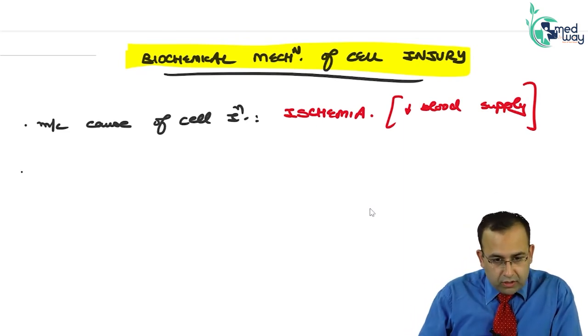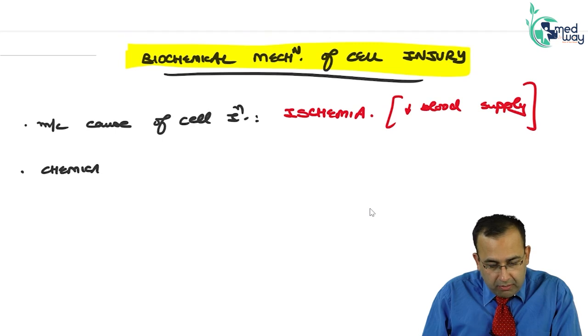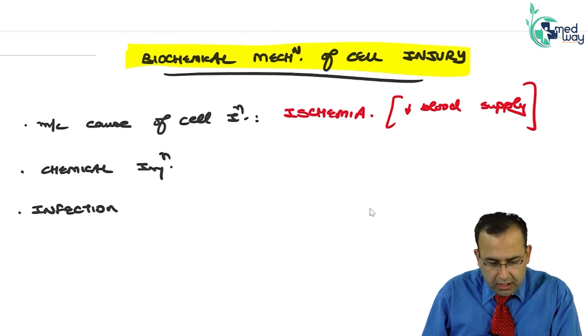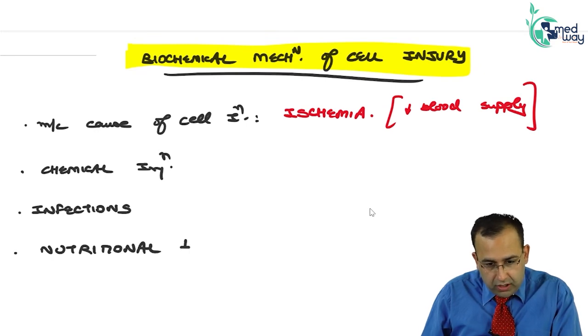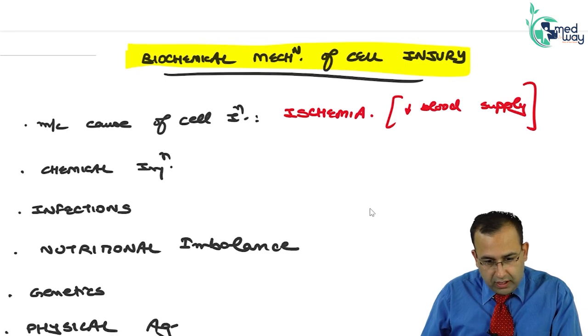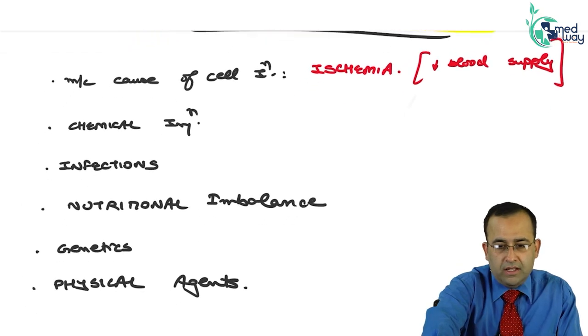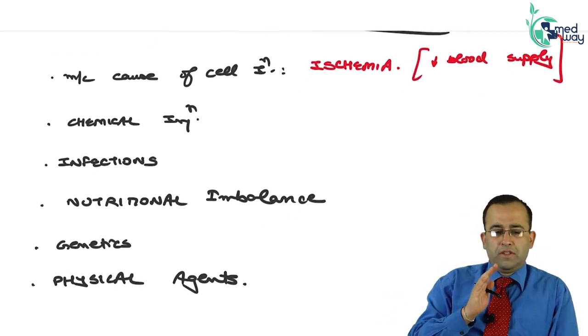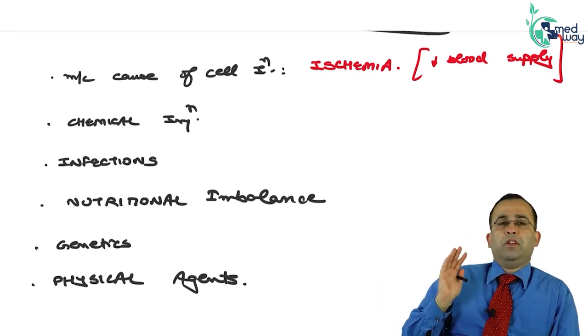Next point. Other causes of cell injury are chemical injury, infections, which are not as important, nutritional imbalance, that is protein energy malnutrition, not having a proper diet, genetic factors, or physical agents. These are the other causes of cell injury, the most common cause of which is ischemia.